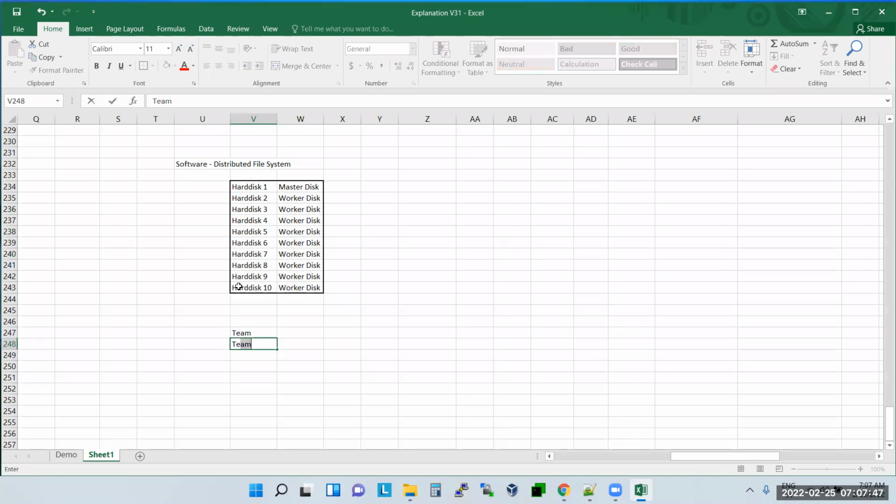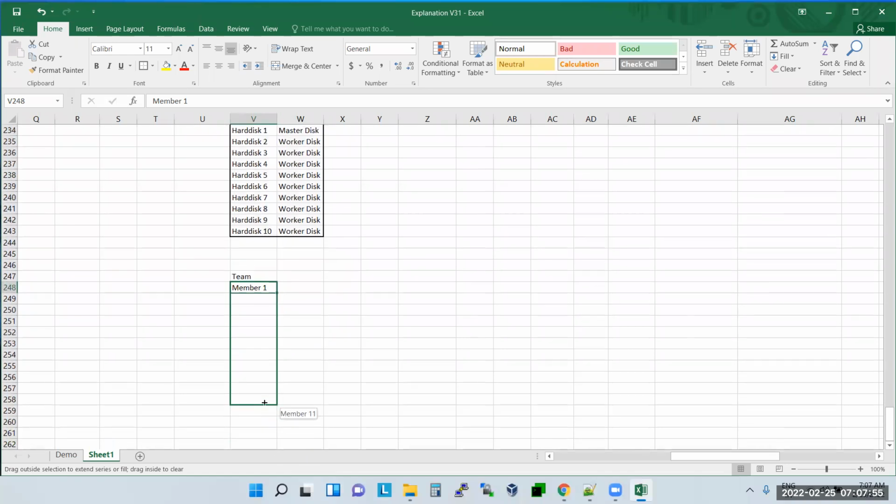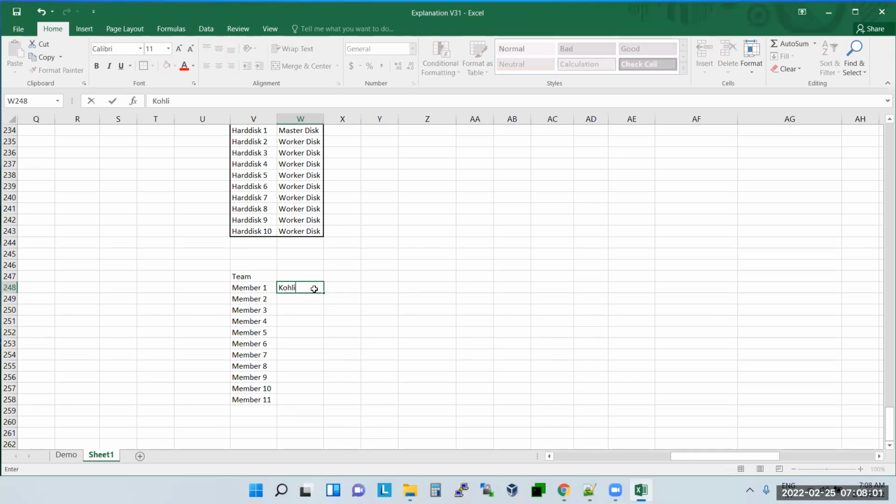This is team member one, member two, like this. You'll have a total of 11 members. If I ask member one, what is your name? You will say my name is Kohli. Otherwise, if I ask who are you, you will say Kohli.